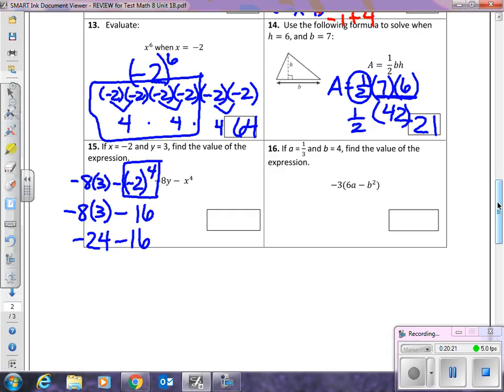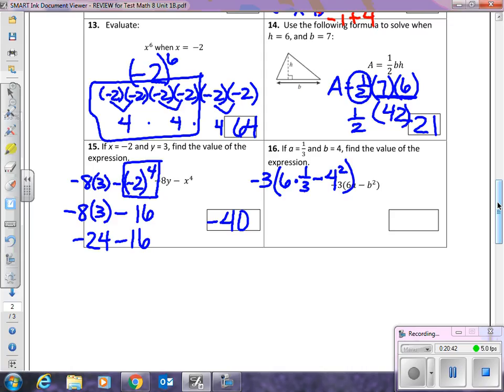And -24 minus 16 is going to give you a -40 for your answer. Okay. Number 16 has got us replacing some values, and this time we still have a fraction involved, right? So we want to make sure that we can survive this one too. -3 times (6 times 1/3 minus 4 squared).